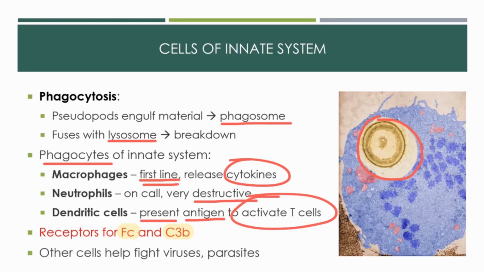Lastly, there are a bunch of other innate cells we'll learn about, such as natural killer cells that protect us from viruses, and eosinophils that help defend us from parasites.